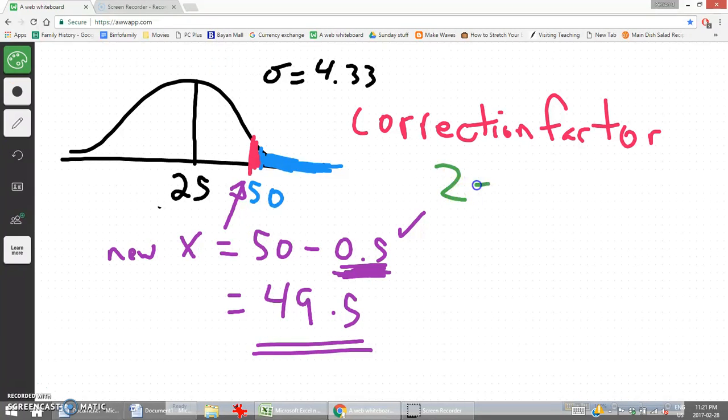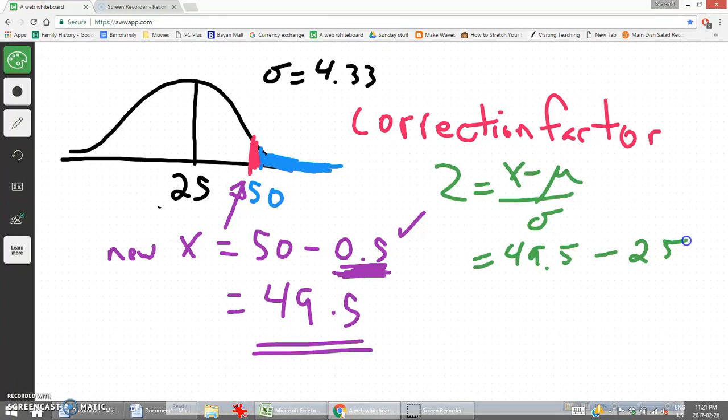Our z formula is still the same: x minus the average divided by the standard deviation. So we have 49.5, that new x value, minus 25, divided by our standard deviation. We get a z value of 5.67.